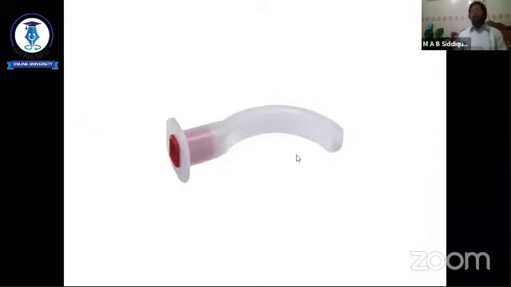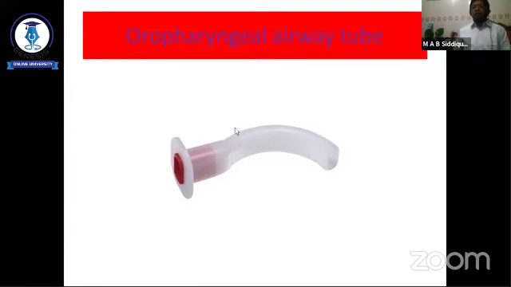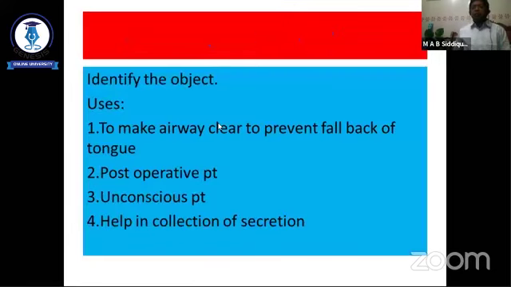Another appliance: what is this? This is an oropharyngeal airway tube. The question may be like this: identify the object used to make the airway clear, to prevent fallback of the tongue in a postoperative or unconscious patient, and to help in collection of secretions. This tube is introduced by the oral route.